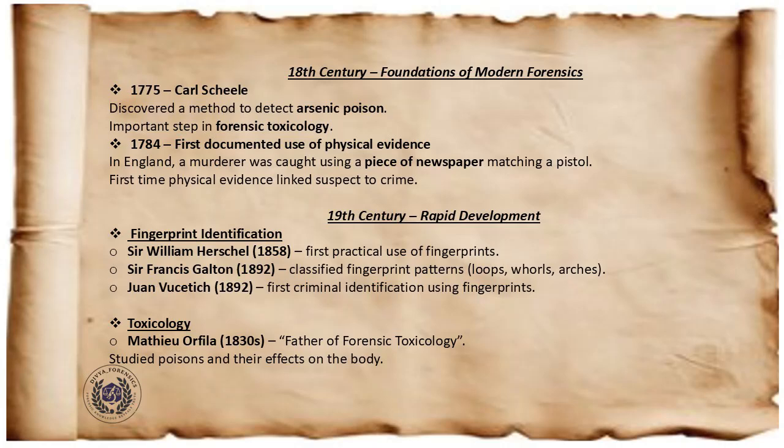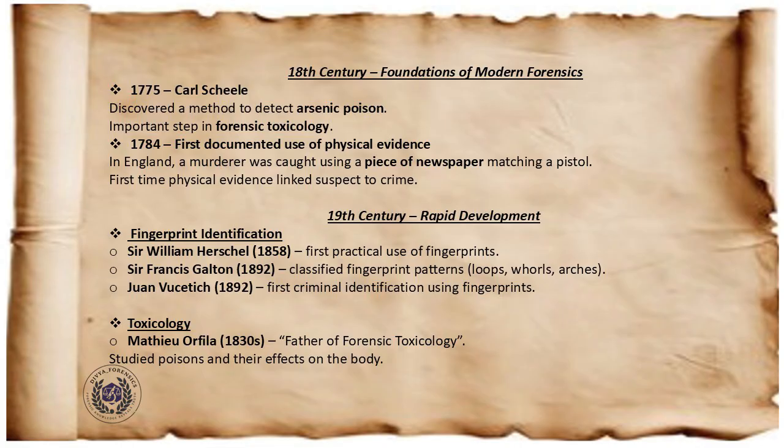In the 18th century, the foundation of modern forensics was laid. Carl Scheele discovered a method for detecting arsenic poison, a major moment in toxicology. The first use of physical evidence in solving a crime happened in 1784 in England. This marks the start of scientific crime solving.